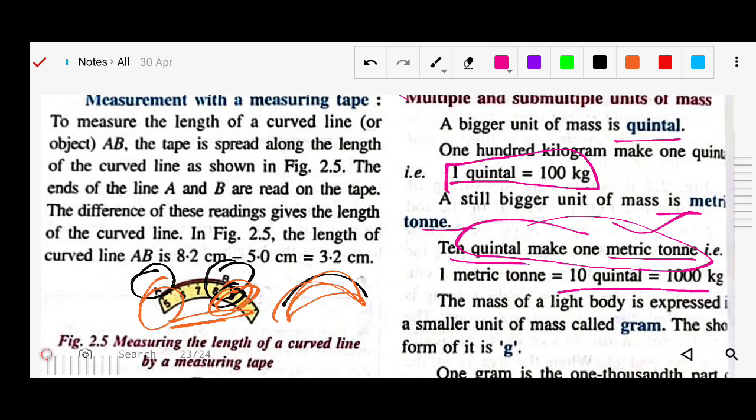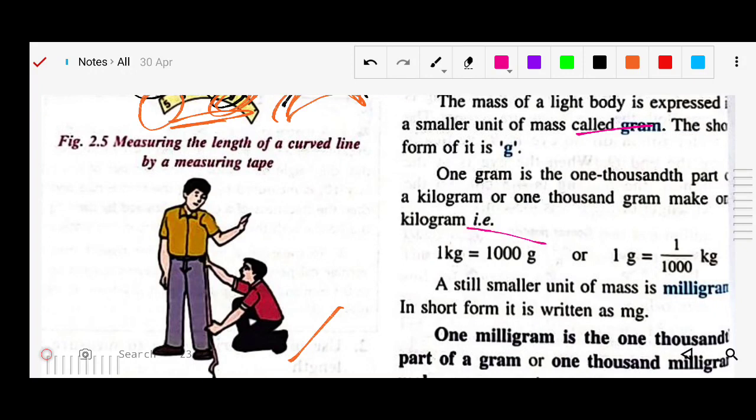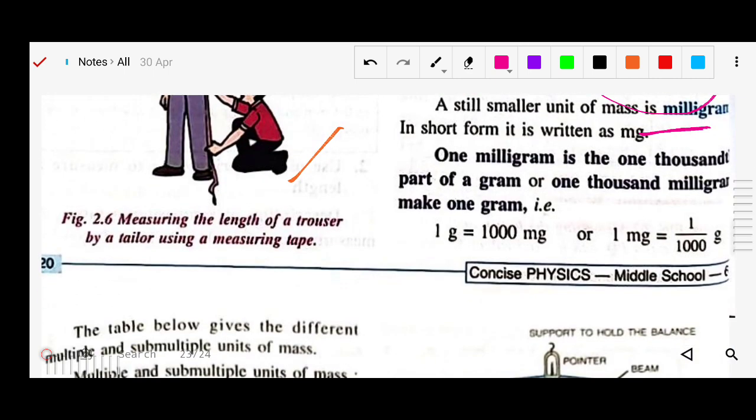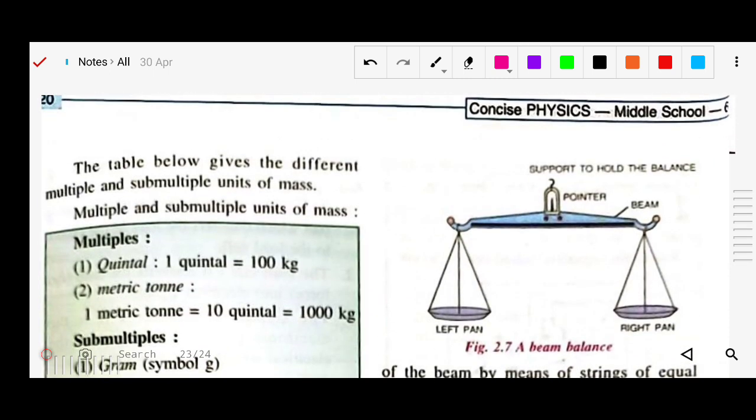For smaller units, we have the gram, denoted by g. 1 kilogram equals 1000 grams, and 1 gram equals 1 by 1000 kilogram. Likewise, for an even smaller unit we have the milligram. 1 gram equals 1000 milligrams, or 1 milligram is the 1000th part of a gram, right? So this is about mass, and these are the units that we use.